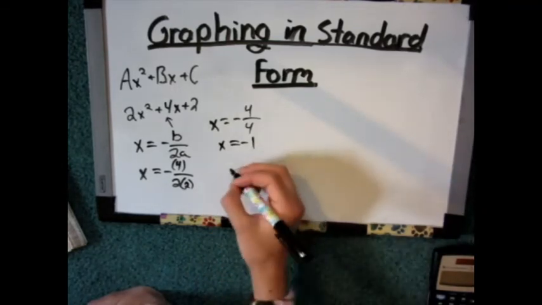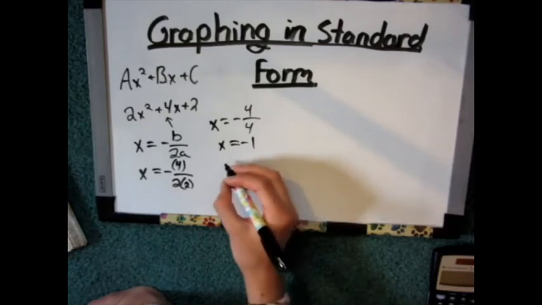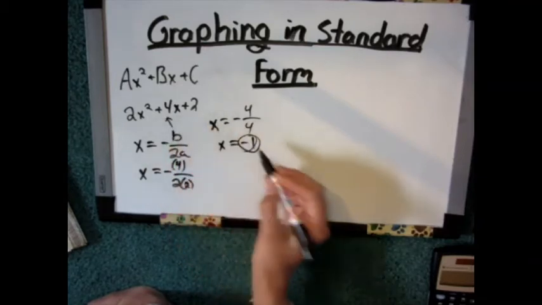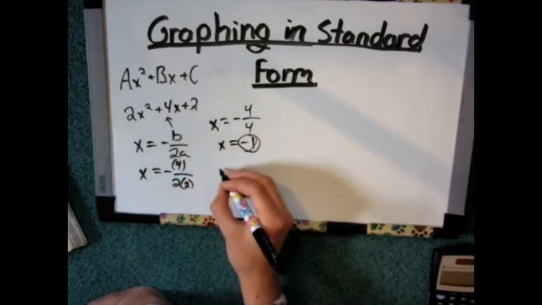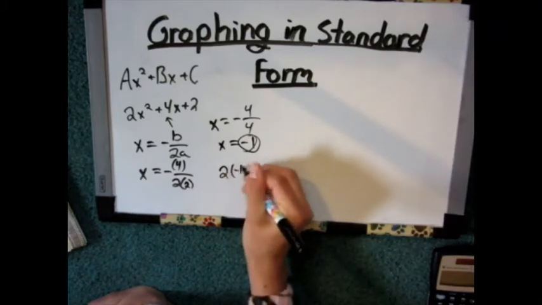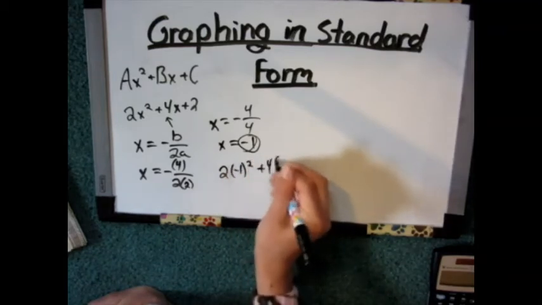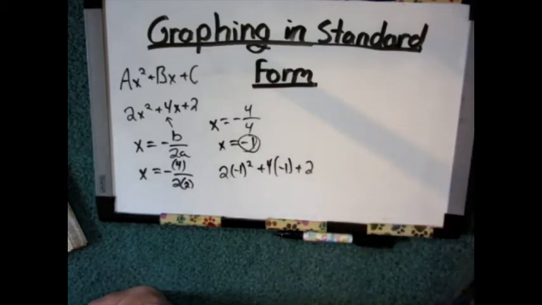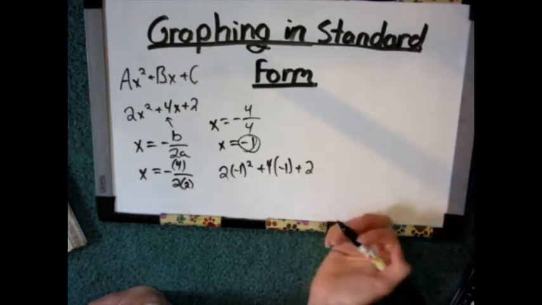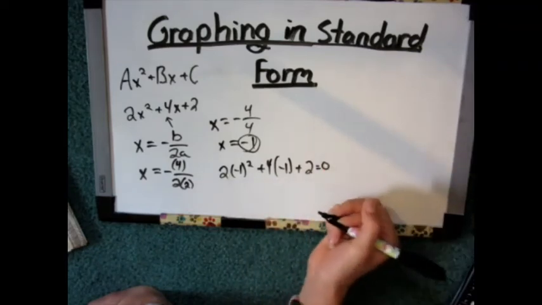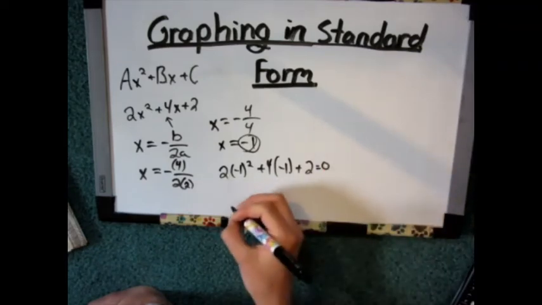And then to get your y value, because you're trying to get your vertex to start graphing, and this is the easiest way to find it instead of guess and check, you just put your x into each x in the equation. So 2 times negative 1 squared plus 4 times negative 1 plus 2, which ends up being 0.